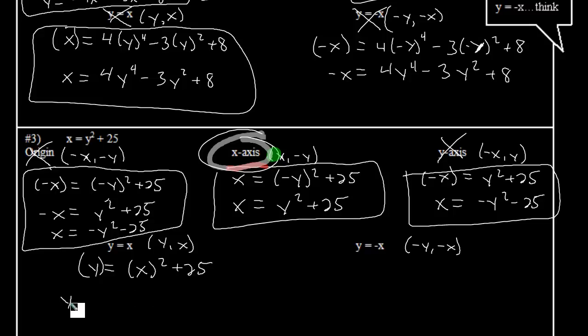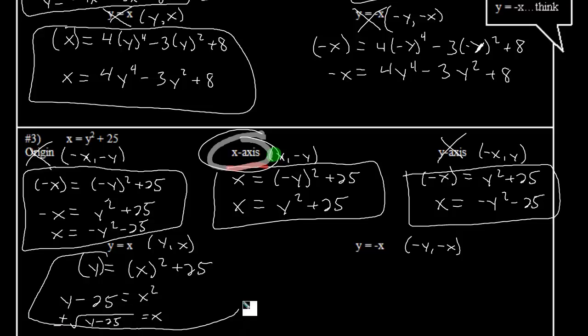If I subtract 25 from both sides, I get y minus 25 is x squared. If I square root both sides, I get plus or minus the square root of y minus 25 is x. Not the same as the original.